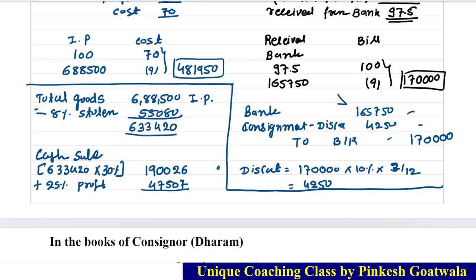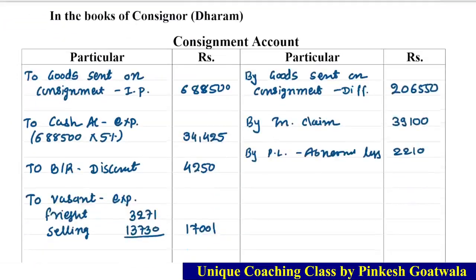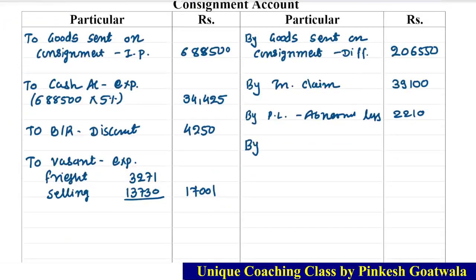Plus 47507, 237,533. It's a amount of cash sale. So think practically, these goods, amount of these sold at this price. Okay, 1,90,026 rupees નું જે goods હતું, it had been sold at 237,533. Clear? Okay, so now let's give effect here by Vasant. Okay, sell. So we get the cash sell 237533.